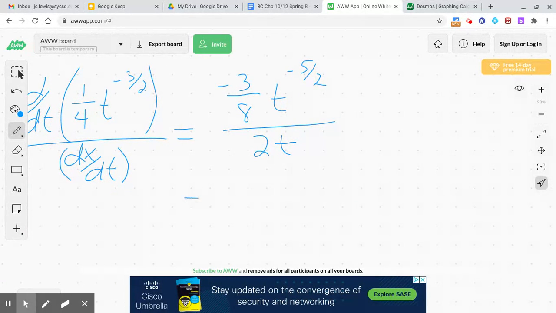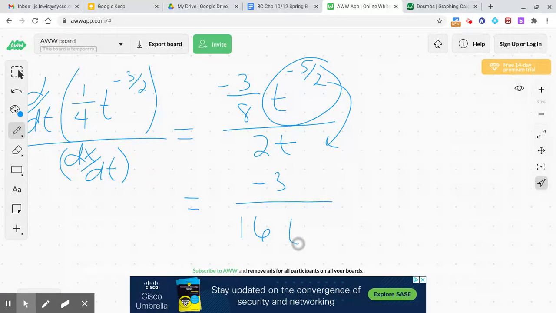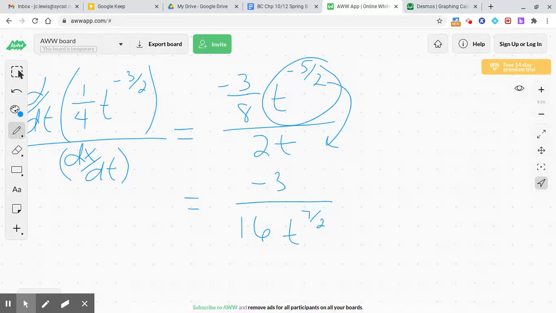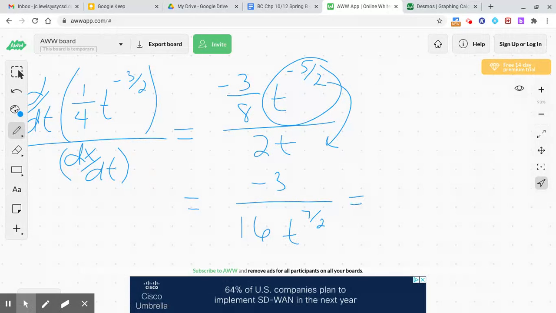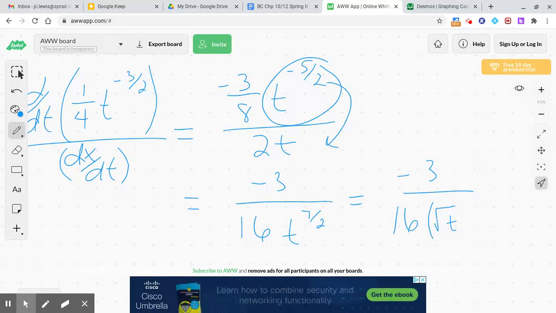Now, I always like to write this in a simplified form before I actually go to work and use it. So how about negative 3 over 16, 2 times 8, and then if I bring this down to the denominator, I get t to the 7 halves power. That's the same thing as writing negative 3 over 16 times the square root of t to the 7th power.